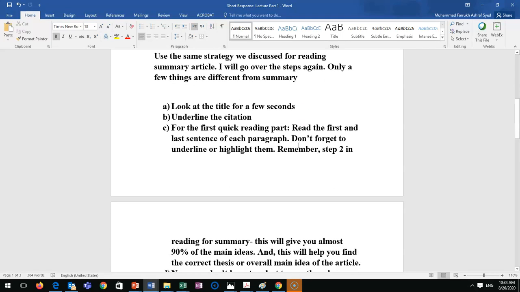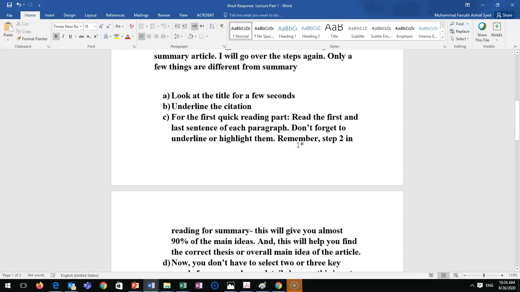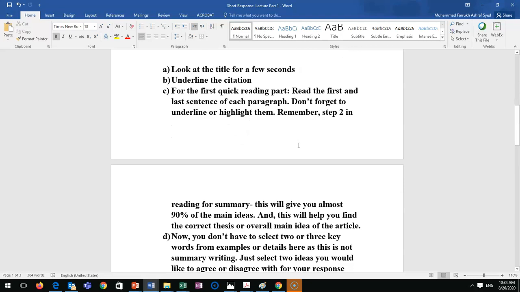You will notice now. Look at the title for a few seconds so you can process information. Underline or circle the citation immediately, whatever you want to do. Citation means 2 things, last name and the year. It will be on the top of the article. For the first quick reading part, you know this one: read the first and last sentence of each paragraph.